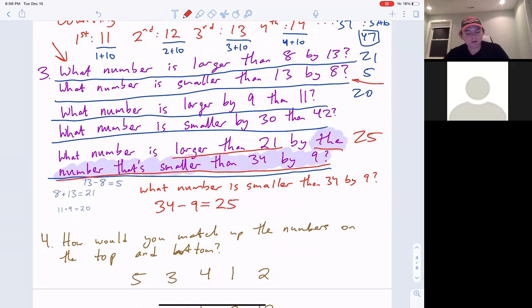So if this number is larger than 21 by 25, then all we need to do is say 21 plus 25 and that gives us 46. So that's our answer to most of this third question.